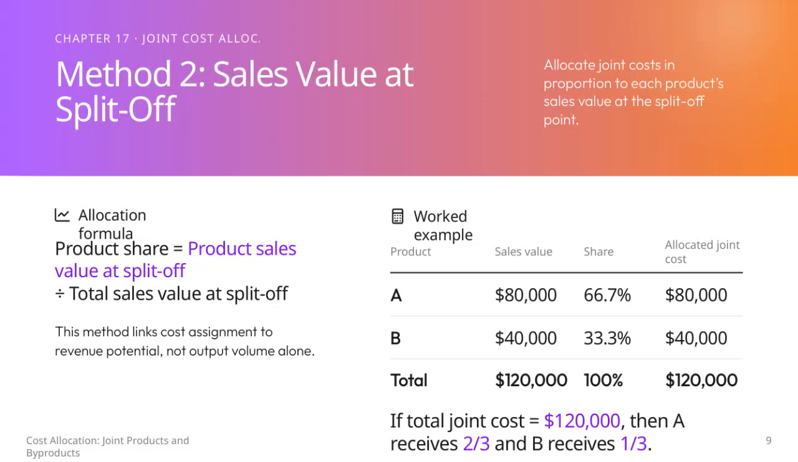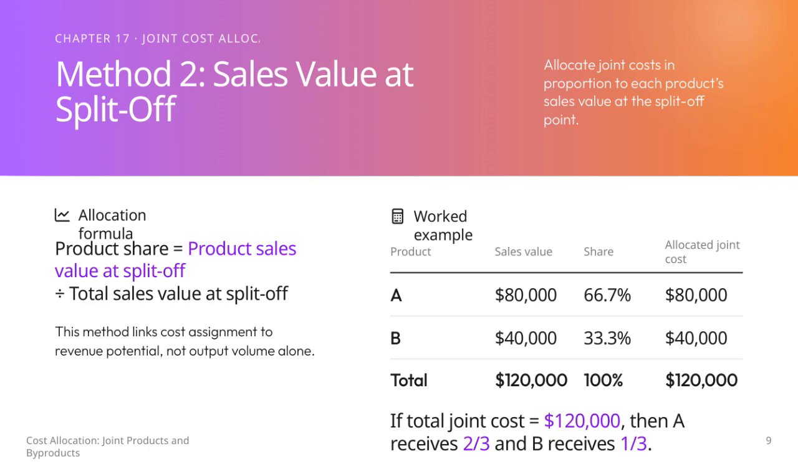Now, let's talk about the sales value at split-off method for allocating joint costs. The key formula here is to determine each product's share by dividing its sales value at the split-off point by the total sales value of all products combined. This method connects the allocation of costs directly to the revenue potential of each product, rather than just looking at the output volume. For example, if we have two products, A and B, with sales values at split-off of $80,000 and $40,000 respectively, their shares of the total sales value, $120,000, are 66.7% for product A and 33.3% for product B.